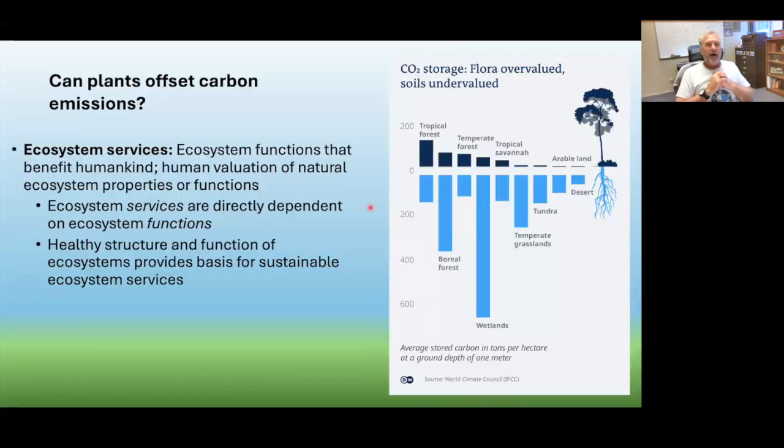But understanding how plants work, we can offset this. And plants, in fact, are a big part of this. They do this, and I've used this term before, ecosystem services, right?